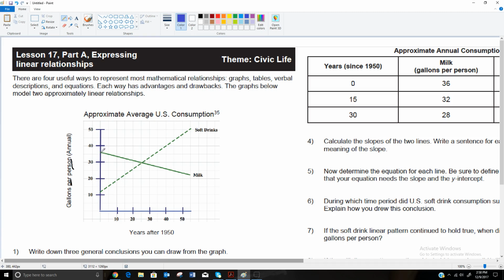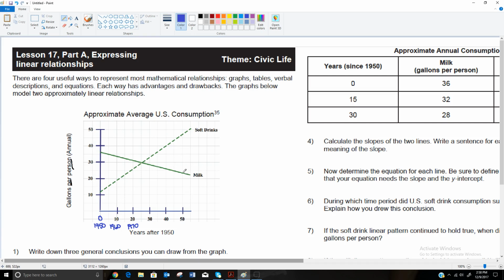So this is milk. This is 0 years after 1950. So this is actually 1950. This is 10 years after 1950, so this is actually 1960, 1970, and so on. So this is 1950 for milk. So in 1950 for milk, the average person in the U.S. consumed 36 gallons of milk a year. Okay, so that's what that means.